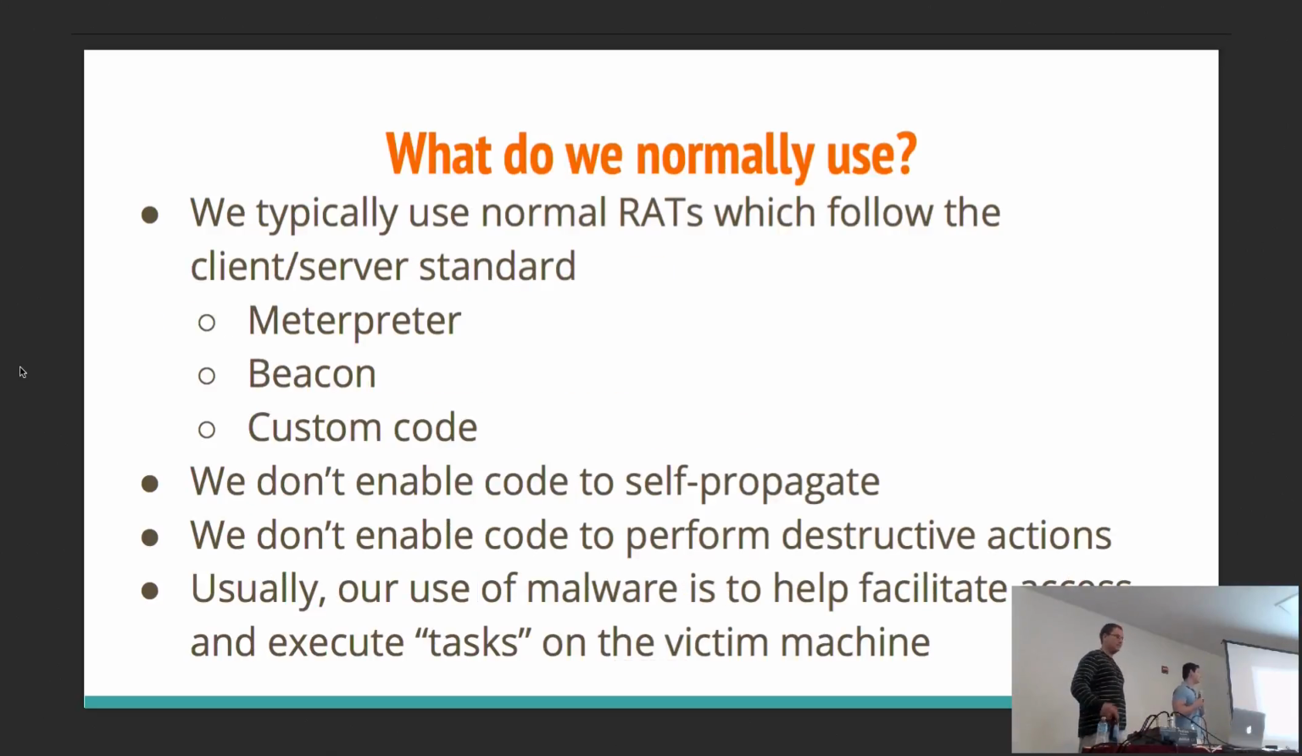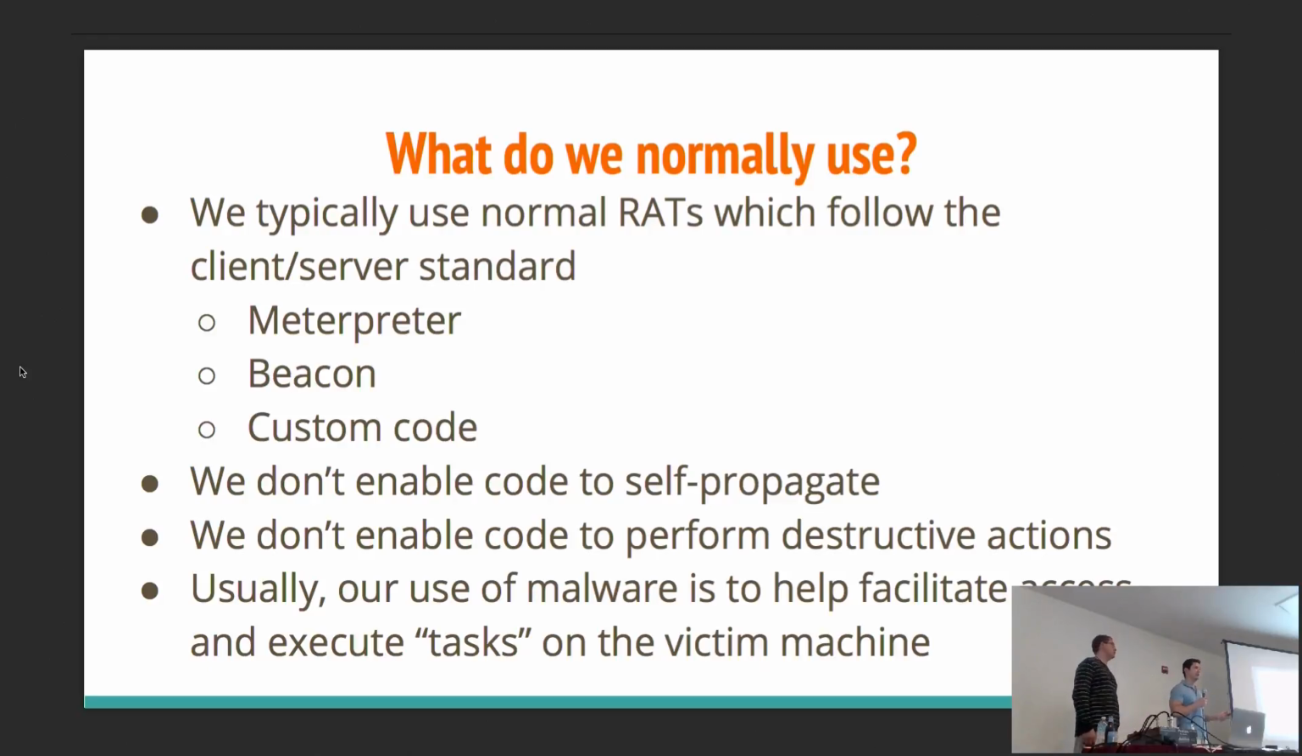So what do we normally use? We use a similar client-server model, just like what we talked about before. Some commodity-based malware that's open to the public that probably a lot of people are used to is Metasploit's Meterpreter shell. Also Cobalt Strike's Beacon, or just custom code if you decide to write something on your own so you can get past AV and different products like that. We don't enable things to self-propagate.